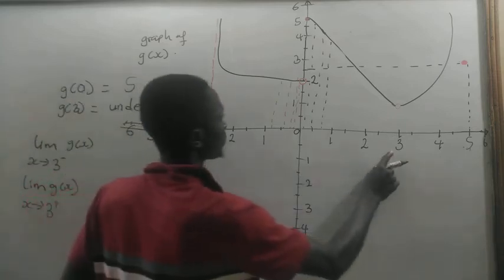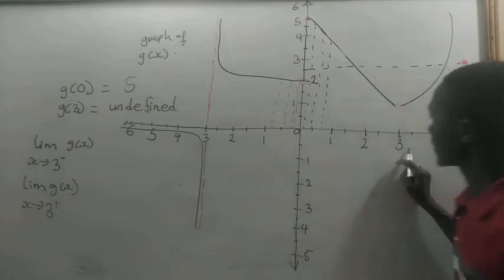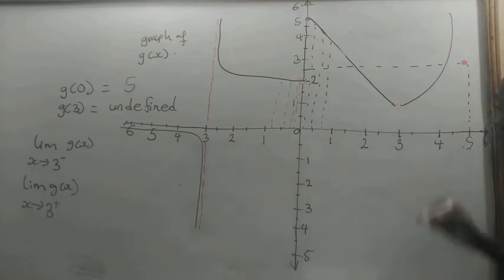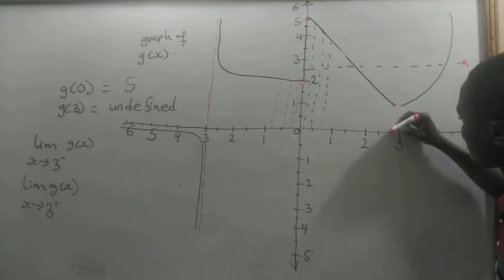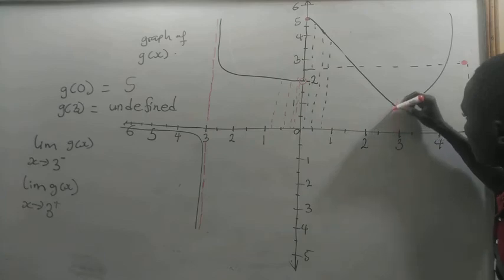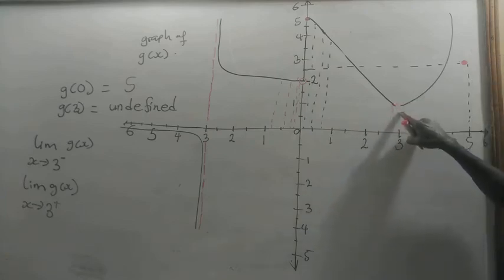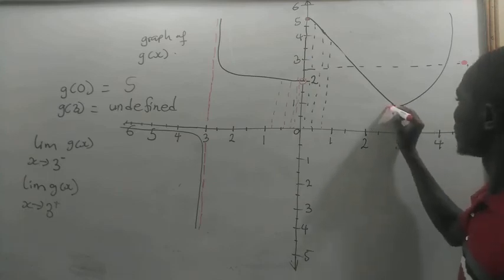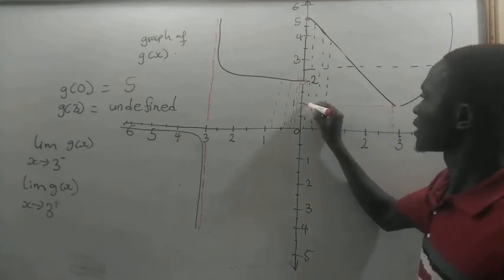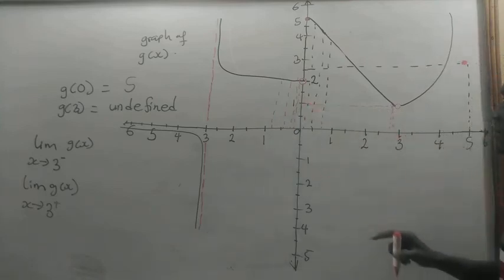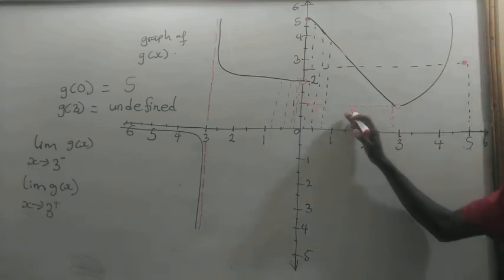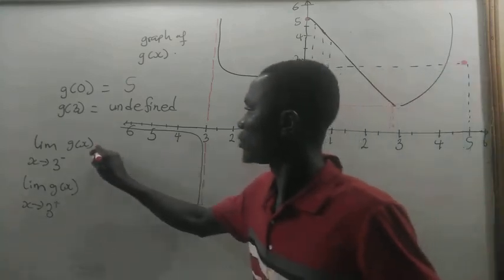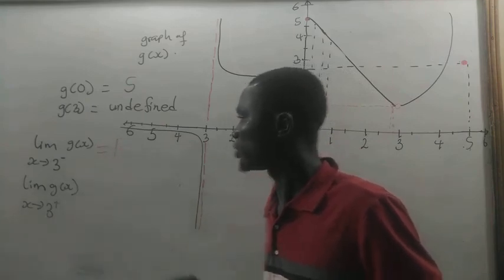So this is 3. As x approaches 3 from the left side, we need the behavior of the points close. So you see that the value will approach here. Let's trace this value here. If you trace this, that is 1. So as x approaches 3 from the left hand side, g of x will also approach 1. So you put there positive 1.